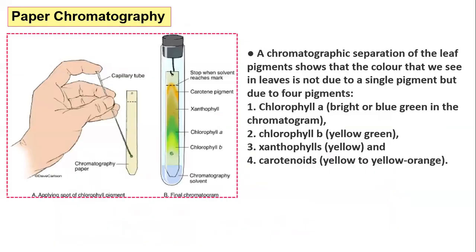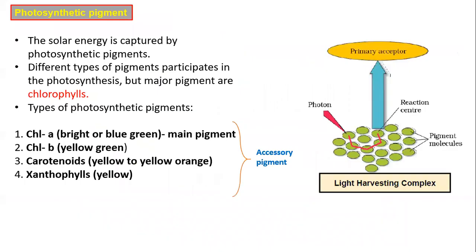After that, we studied, till now, we have a misconception that the leaf is only green in color, so only chlorophyll will be present. No, it's not like that. When you take a leaf for the paper chromatographic method, you'll have the separation of the colors. You'll find chlorophyll A molecule bright or blue-green in color, chlorophyll B molecule yellow-green in color, xanthophyll molecule yellow in color, and carotenoid with a yellow to yellow-orange shade.